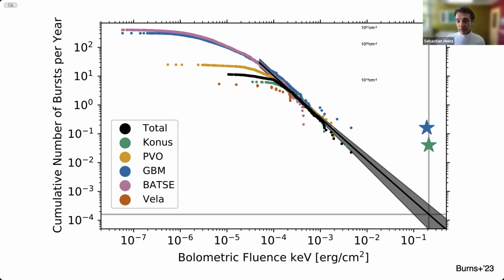And then GRB 221009A is shown in these stars here for two different instruments. You can see it's almost 2 orders of magnitude more energetic in fluence. So there's about 100 times more energy that arrived at the top of the atmosphere than for the previously most energetic bursts. And if you look at the statistics for this particular burst, it's 1,000 times, if not more, less likely to happen than the previously observed most luminous bursts. So this is a 1 in 10,000 year event. This happens only once in about 10,000 years.